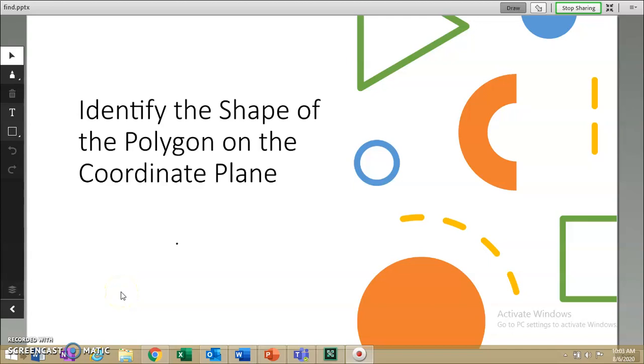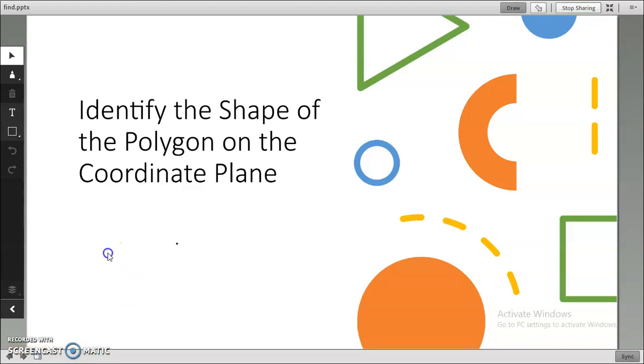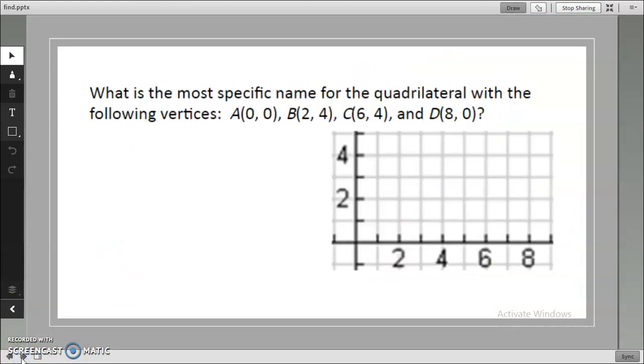Hello, today we're going to look at identifying the shape of different polygons on the coordinate plane. So here's our first example. It says, what is the most specific name for the quadrilateral with the following vertices?